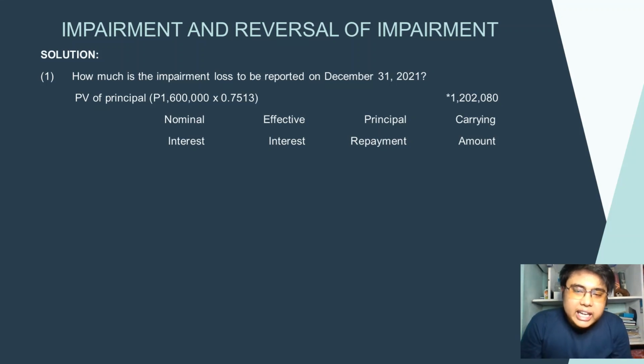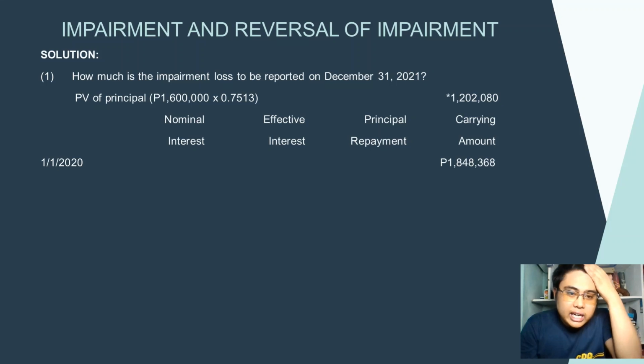Ang kailangan nating carrying amount is on December 31, 2021 kasi that's the date that you are computing the impairment loss. So, ang starting point mo is January 1, 2020. Okay, bakit January 1, 2020, sir? Kasi ang acquisition date mo is December 31, 2019. So, effectively, January 1, 2020 na rin yun. Okay, so ang starting point natin is 1,848,368.